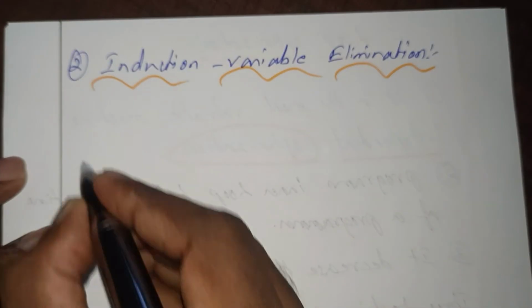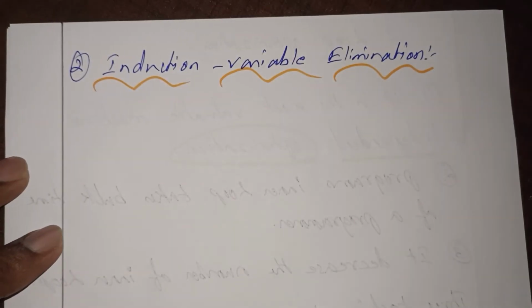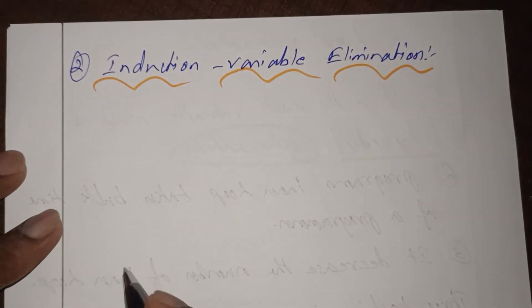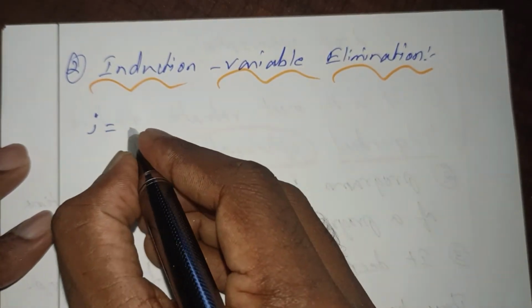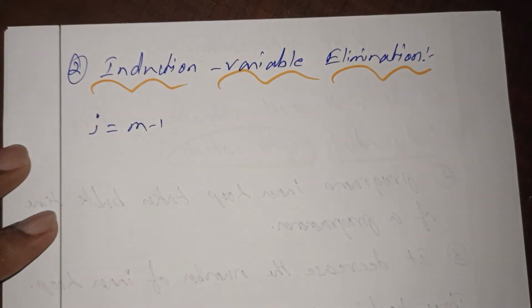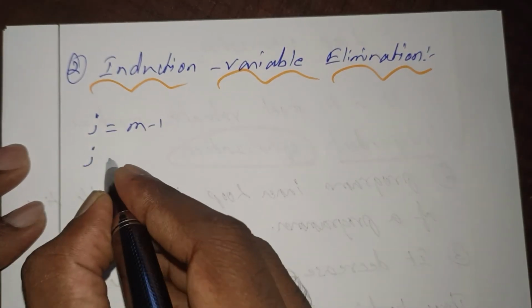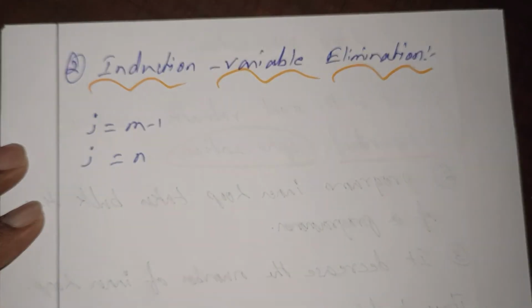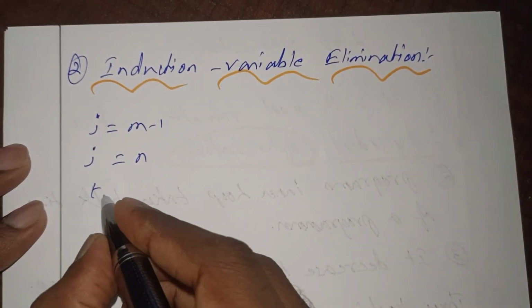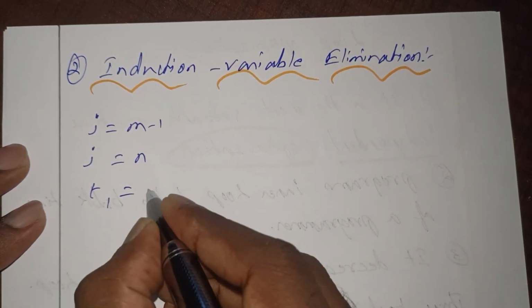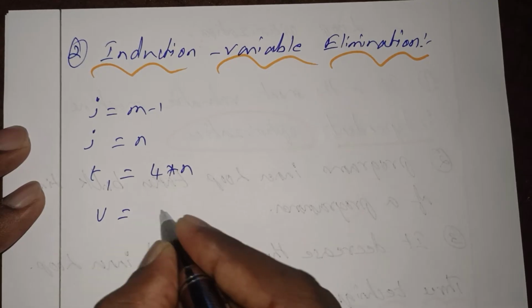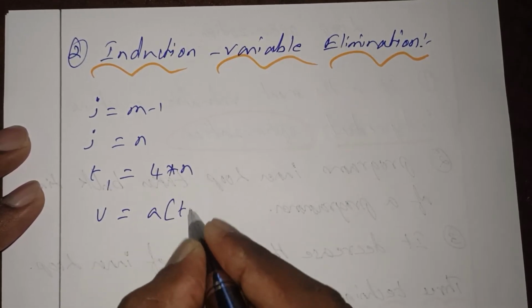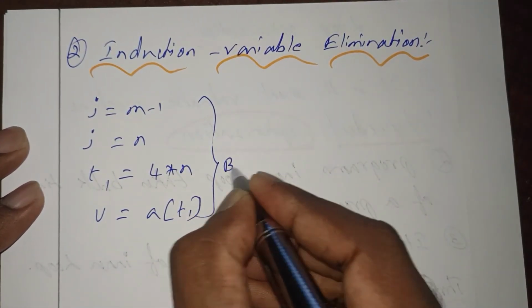Now say for example, I have assumed that I am having a 5 block loop statement. Say for example, the first block: j is equal to m minus 1. This is a series of loop, right? So again, j is equal to n. We have some values to be computed, that is, temporary variable t1 is equal to 4 asterisk n and u is equal to a of t1. Assume that this is block 1.